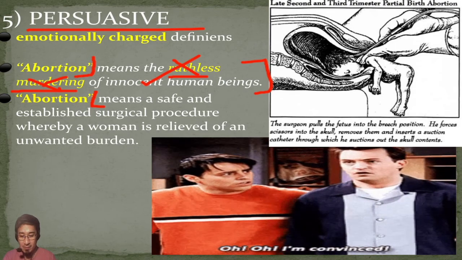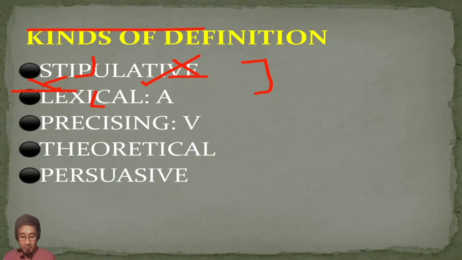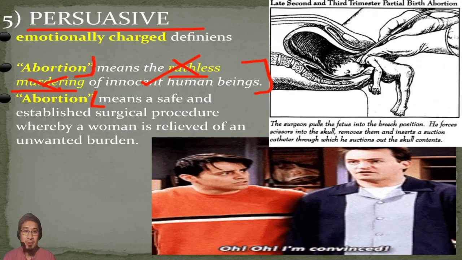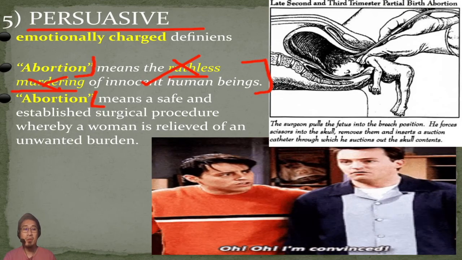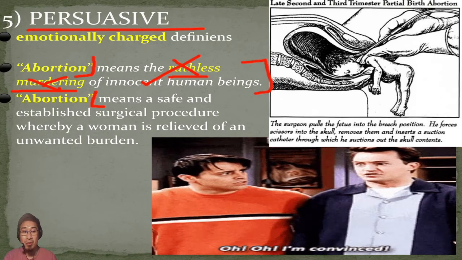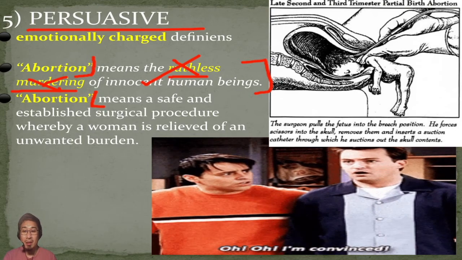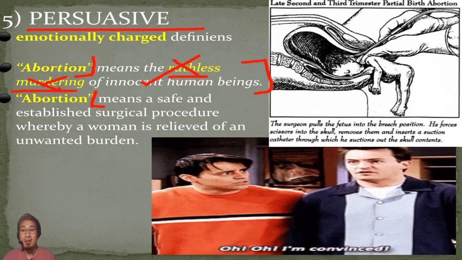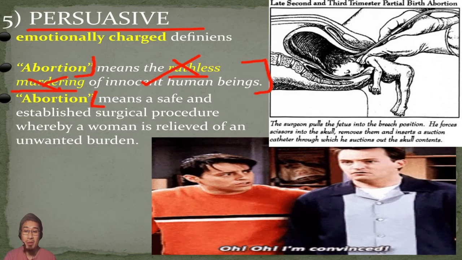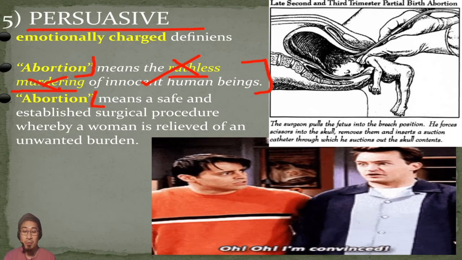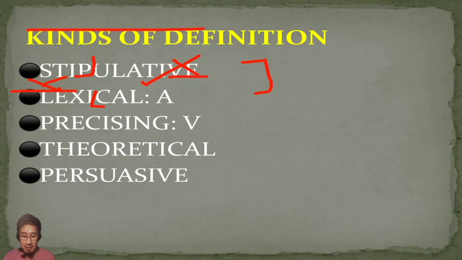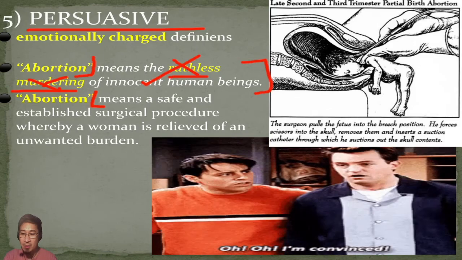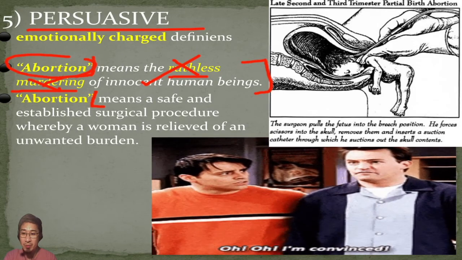Okay, let's provide another example. Ayun lang pala yung example. Again, ang keyword natin for persuasive, you try to convince your audience and then your readers using emotionally charged definitions. Ano yung definitions? Yun yung description about the definiendum. Yung pinag-uusapan natin. Here, ang definiendum natin is abortion. Ang definitions natin yung description.